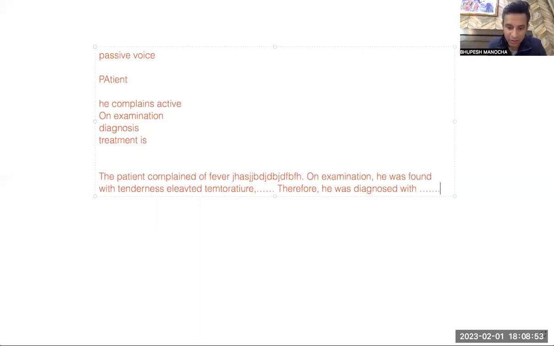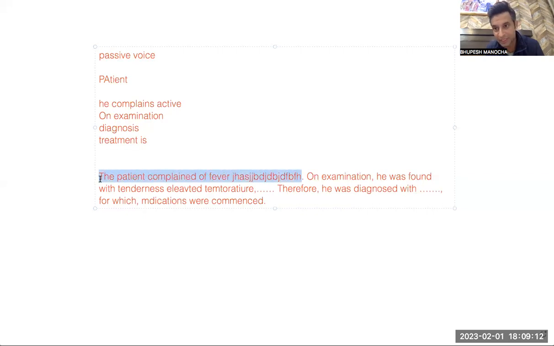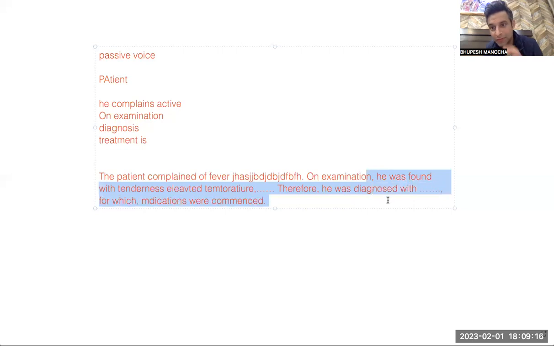Whatever the disease is, for which paracetamol, whatever treatment, medications were commenced. Again, was or were plus third form. Commenced means started, so this is passive voice. If you realize, the only sentence that is active is when the patient complains. The rest is all was or were plus third form. That is why I always say OET grammar is the easiest grammar, because it will always remain the same.